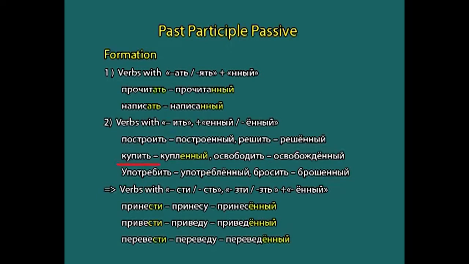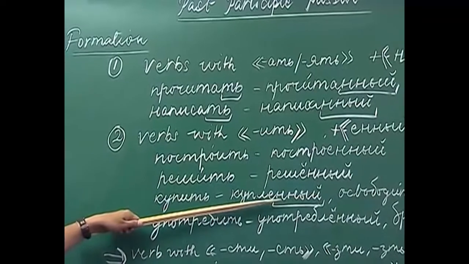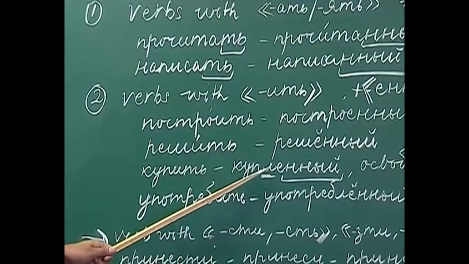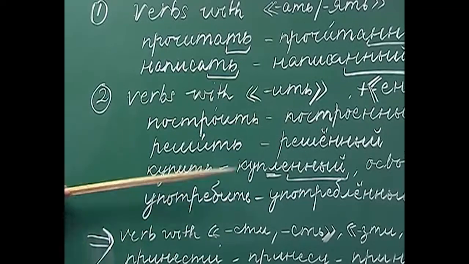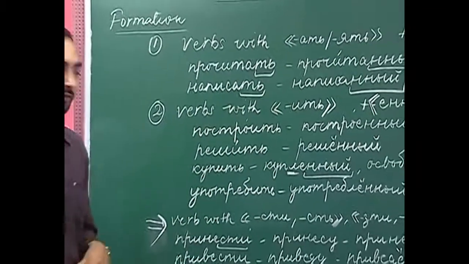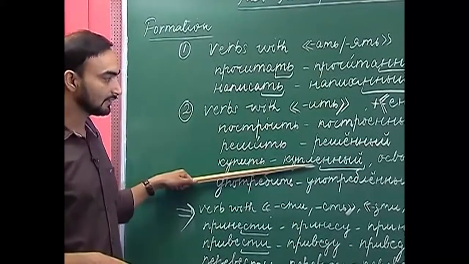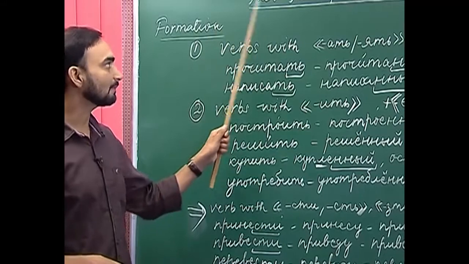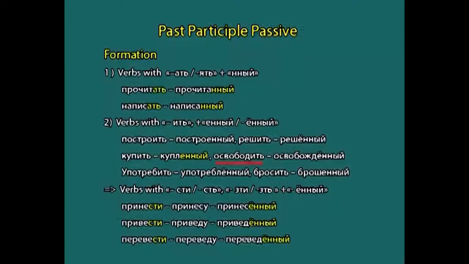Next is купить, купить, купленный. Here we are using енн with an additional consonant л. If you remember the conjugation of купить, я куплю. With я we always use this additional consonant л, which is carried forward in the past participle passive. Next is освободить, to set free. Освобождённый. Here we are using ённ.